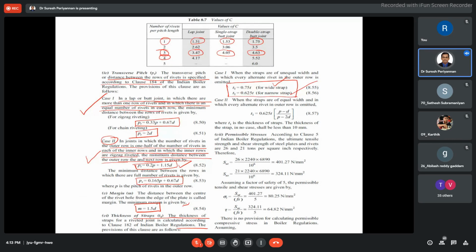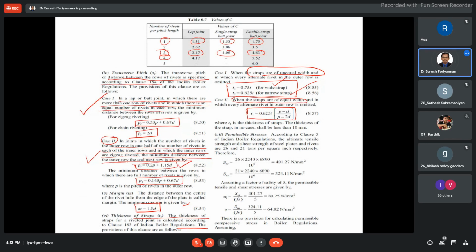Now this is case one, when the straps are of unequal width. When the straps are of equal width, we follow this one: T1 equals 0.625 t times (p minus d) divided by (p minus 2d). T1 is the thickness of the straps, and t is the thickness of the main plate, the thickness of the vessel.